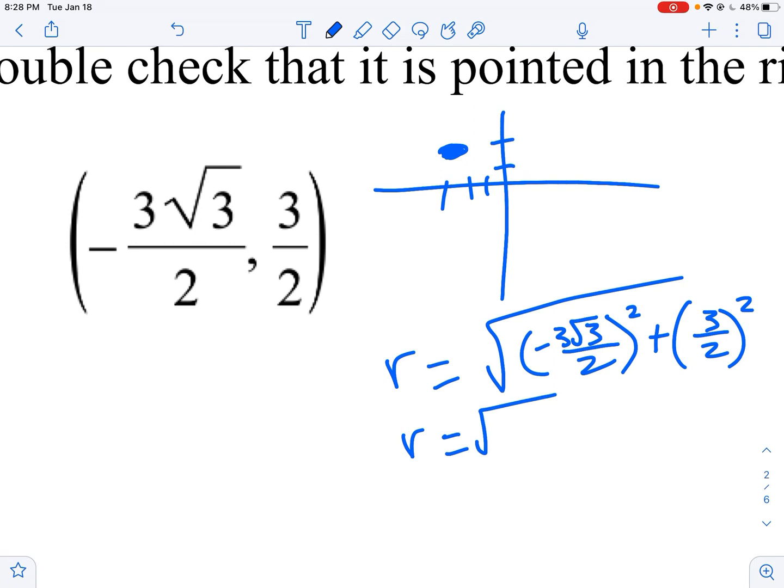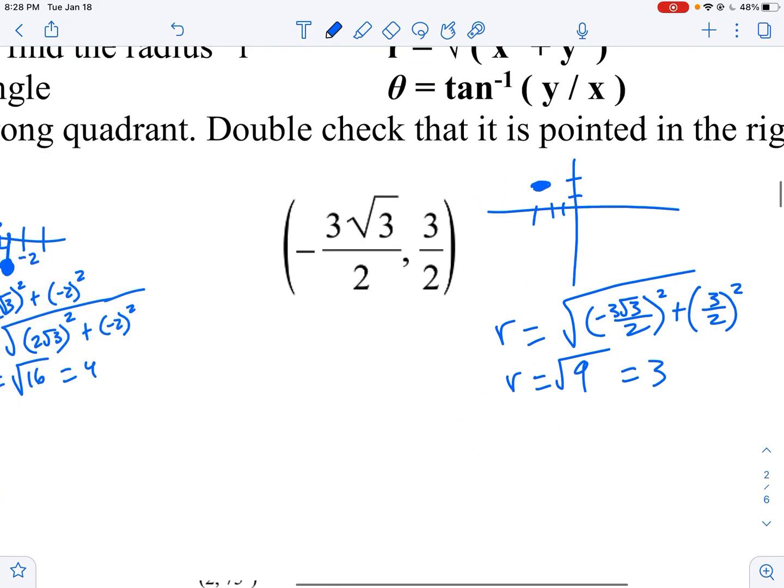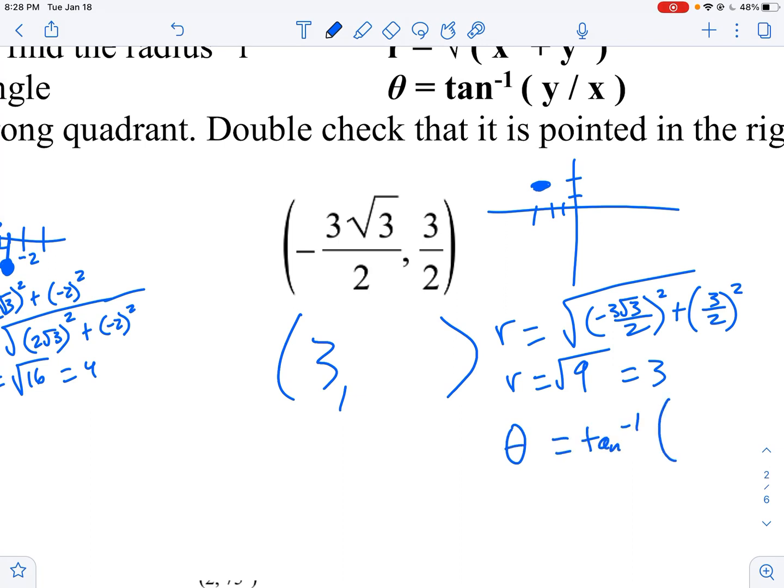So radius is that. I'm actually going to just use my hand calculator to get this, because I can. Divide by 2, plus. I get 9. Nice. Which means my radius is 3. Hooray. So I get 3, comma. Now I need to figure out my theta, which is going to be the inverse tangent of y over x.